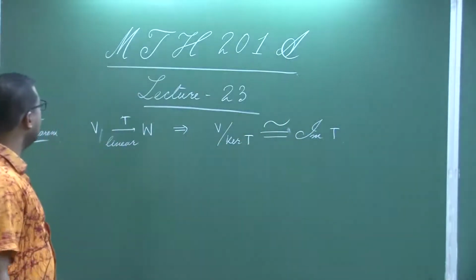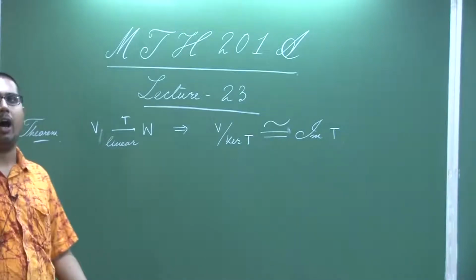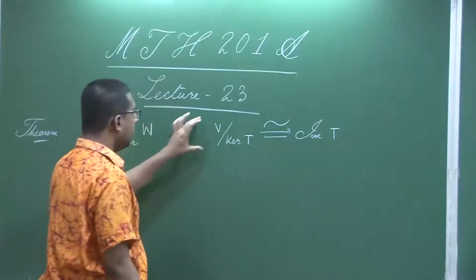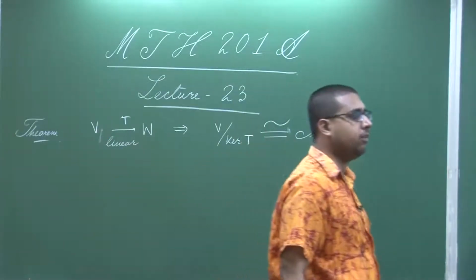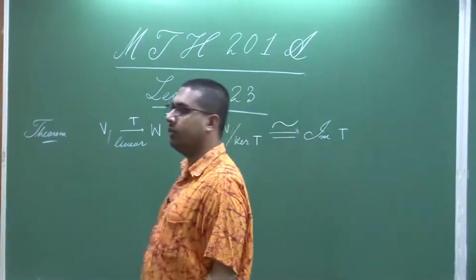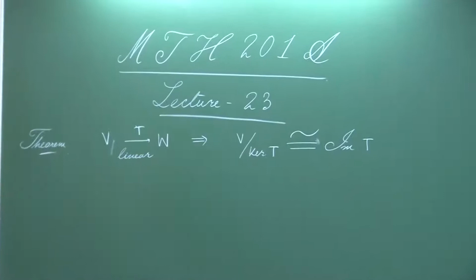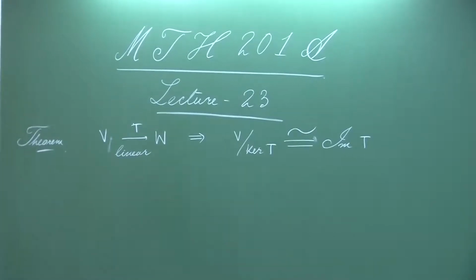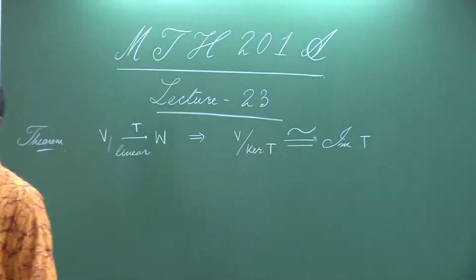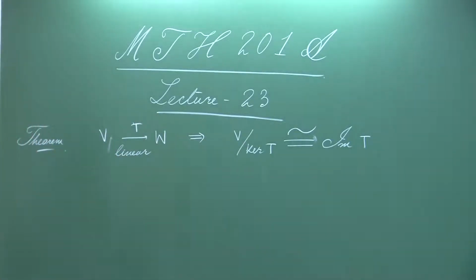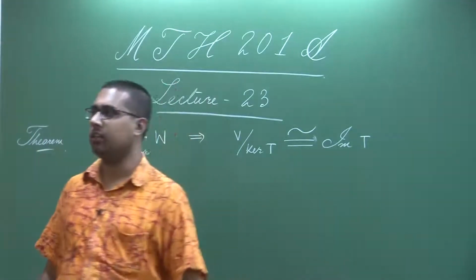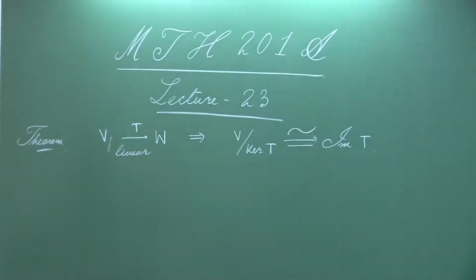In particular, when V is finite dimensional, then kernel T will be finite dimensional. Therefore, V mod kernel T will have dimension of V minus dimension of kernel, which is known as the nullity. The right hand side, being isomorphic to this, is also finite dimensional, and its dimension is called the rank.